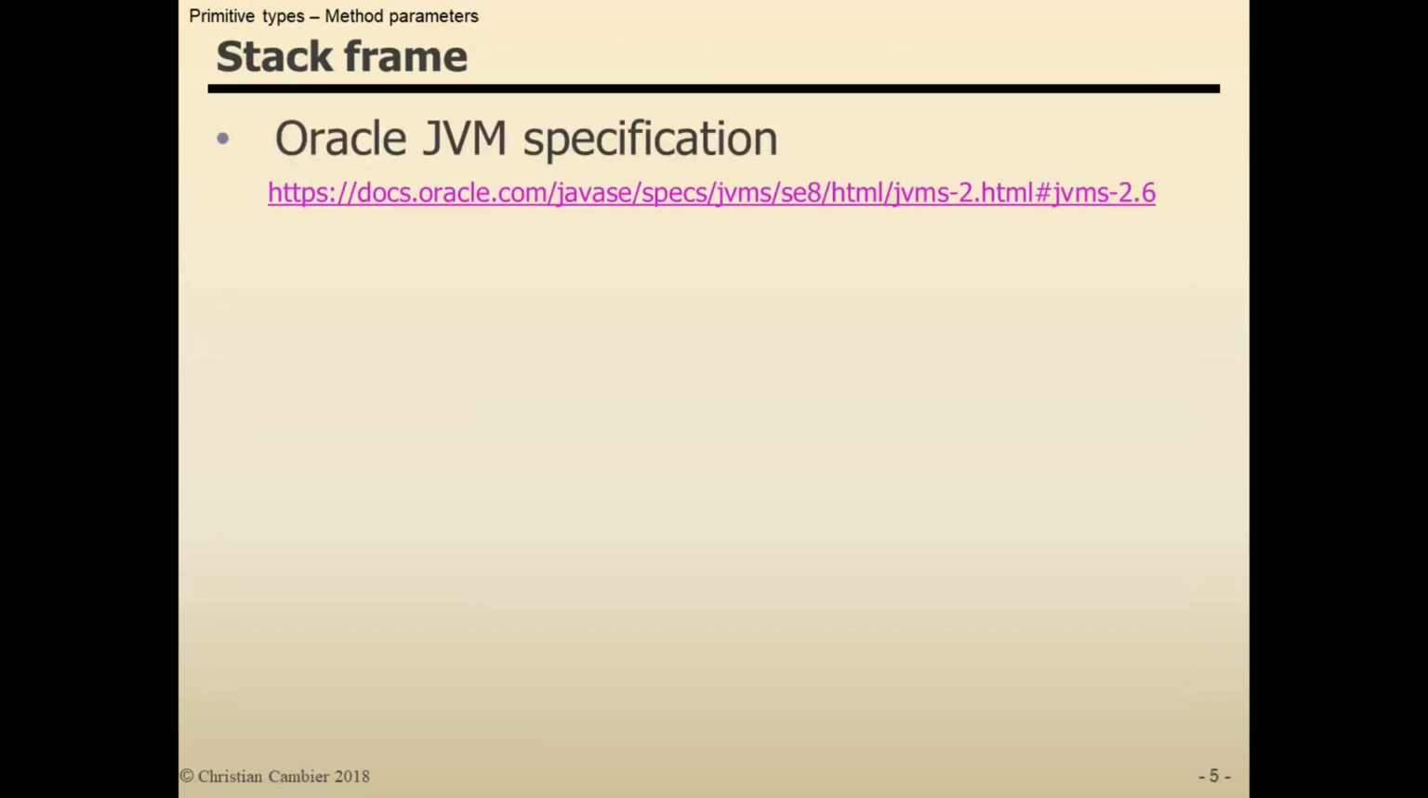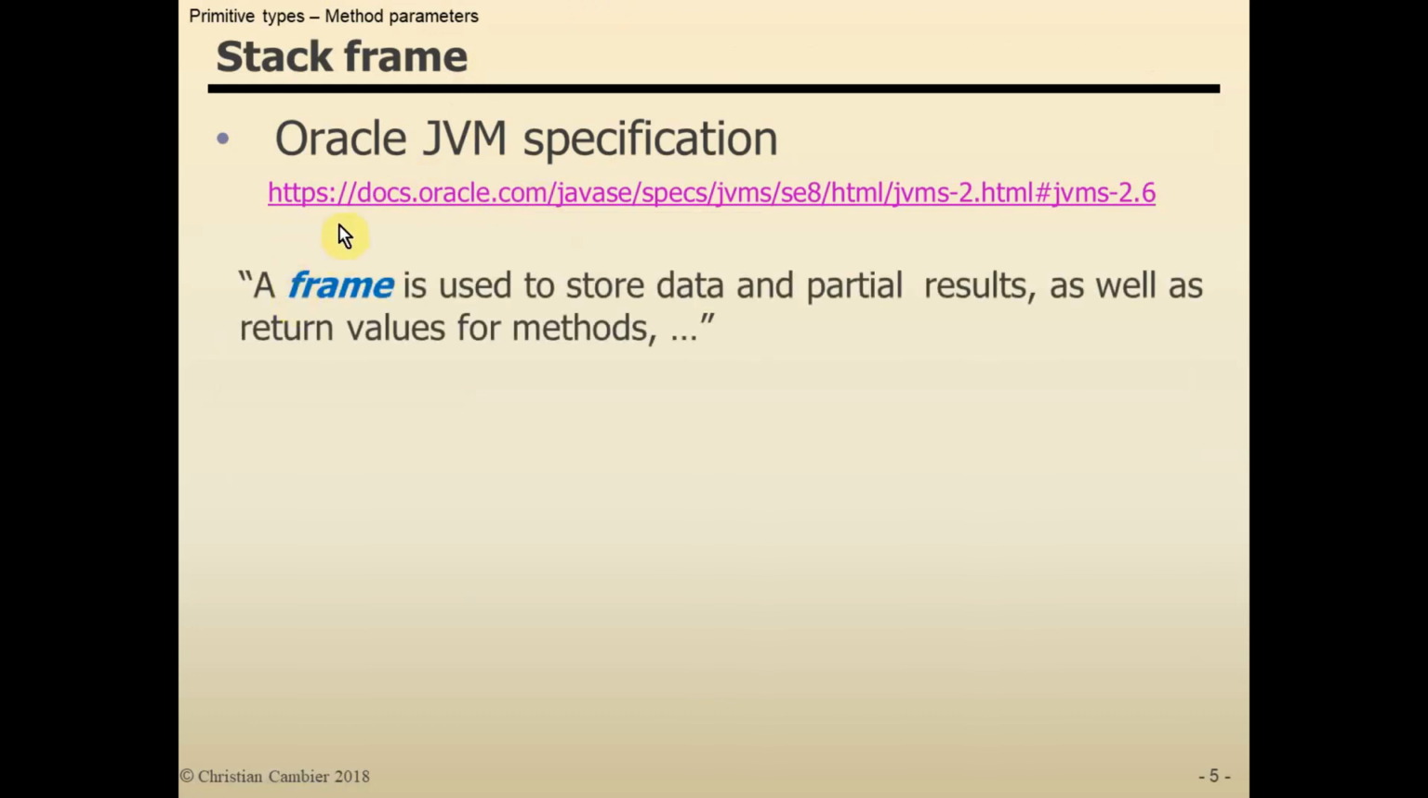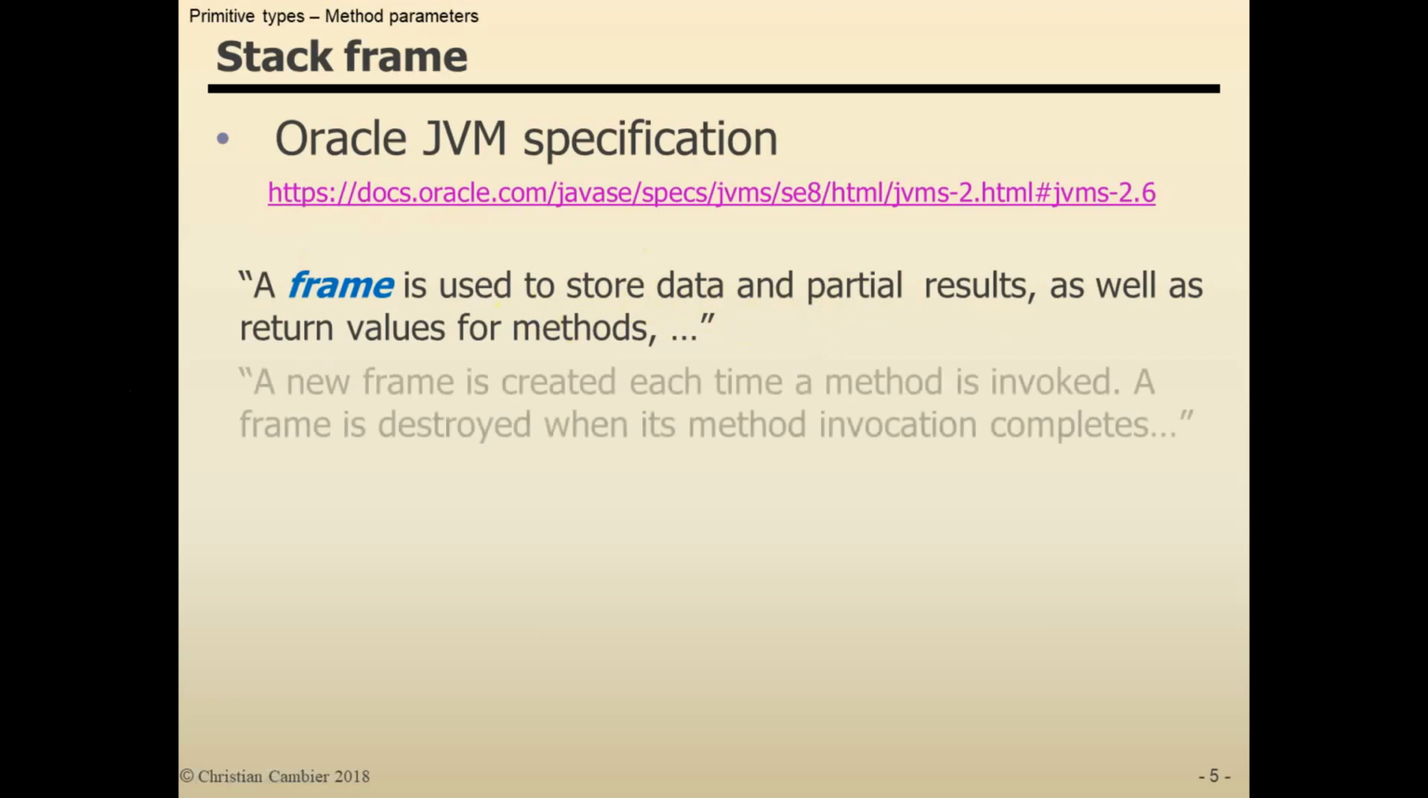If you want more information about stack frames, I suggest that you go to this link of the Oracle specification. Some things we can read in that article are that a frame is used to store data and partial results as well as return values for methods. So data and partial results, these are the parameters and the local variables we just discussed. A new frame is created each time a method is invoked. So we had a stack frame first for the main method, then we invoke the add method for which a new stack frame is created as well. And a frame is destroyed when its method invocation completes.